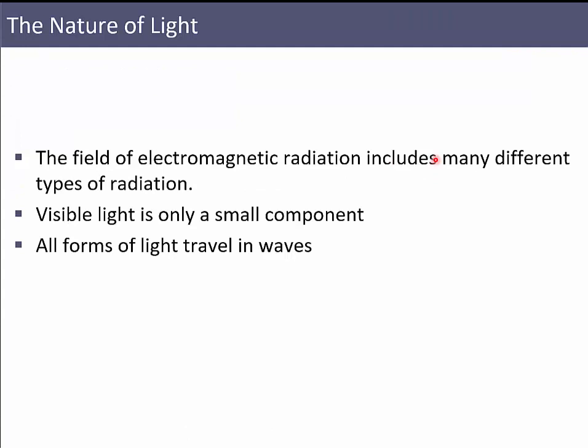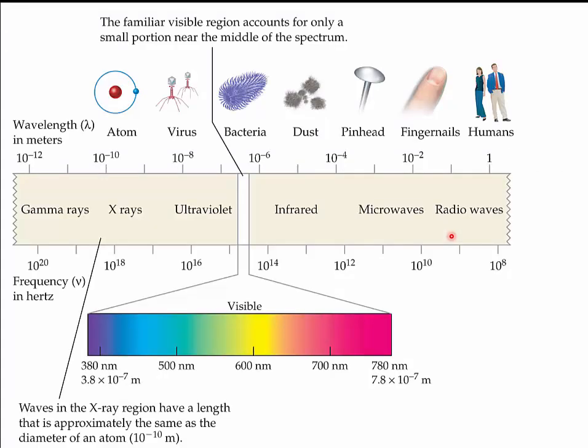The field of electromagnetic radiation includes many different types of radiation. Visible light is only a small fraction of our electromagnetic spectrum. And all light travels in waves. We've known for quite some time that light acts like a wave. So to give you an idea of what this looks like in terms of scale, photons of different energy are going to have different wavelengths. So that's part of our electromagnetic spectrum.